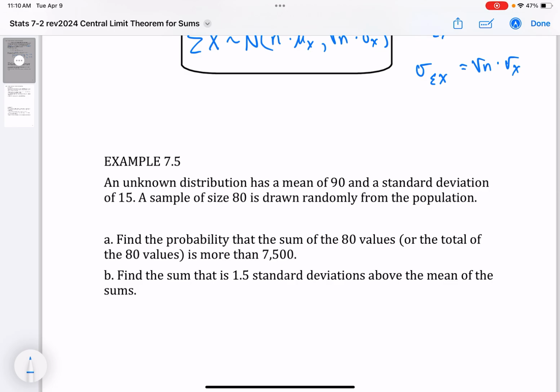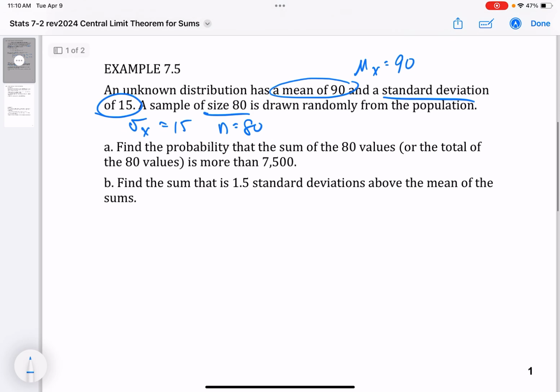An unknown distribution has a mean of 90 and a standard deviation of 15. A sample size of 80 is drawn randomly from the population. So the mean is 90, that means mu sub x is 90. Our standard deviation of x is 15, and the sample size is 80, so n equals 80. Letter A: find the probability that the sum of the 80 values, the total of the 80 values, is more than 7,500. Since we're doing a sum, and we've got a decent size here, we can say that the central limit theorem does apply.